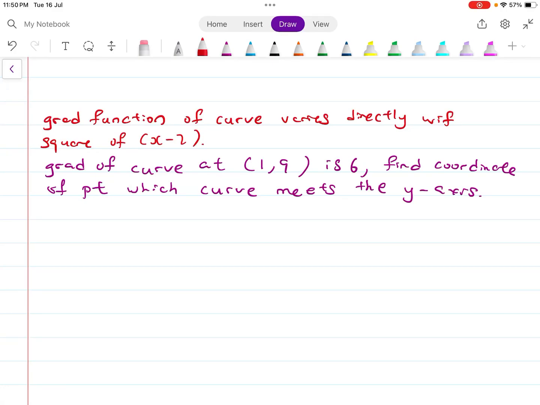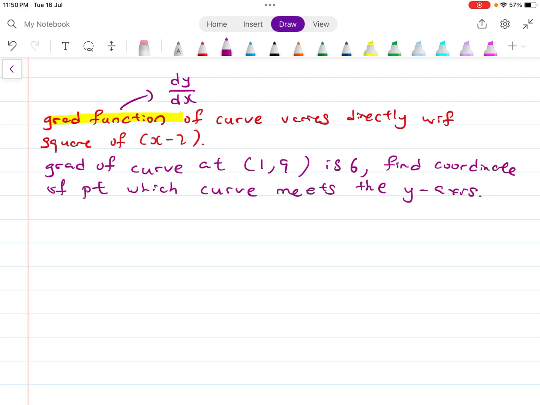Alright, so let's go through this question. We have a gradient function of a curve that varies directly with the square of x minus 2. When you see gradient function, it is as good as saying dy/dx. They say the gradient of the curve at (1, 9) is 6, meaning dy/dx is 6. Find the coordinates of the point where the curve meets the y-axis.